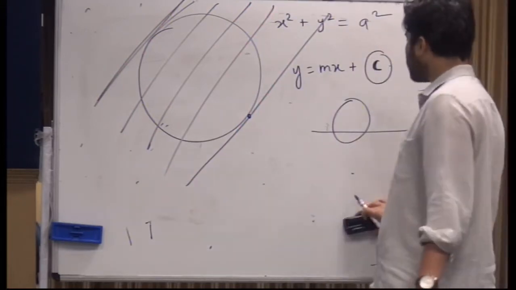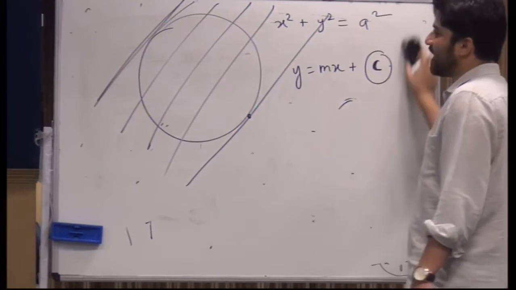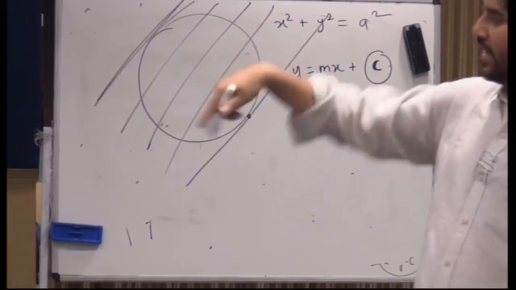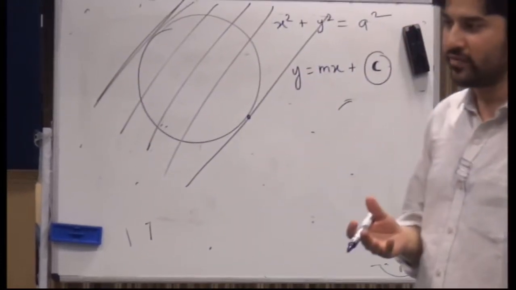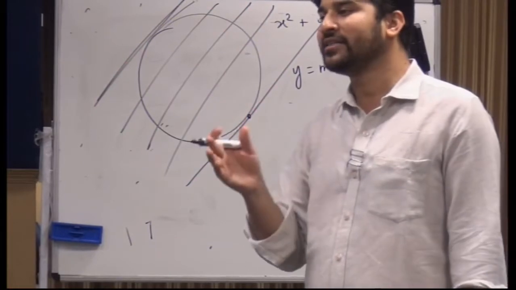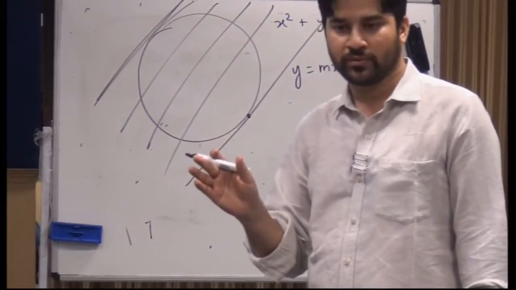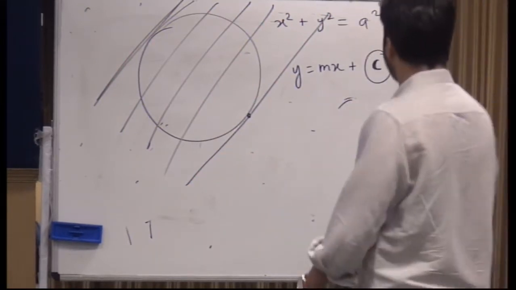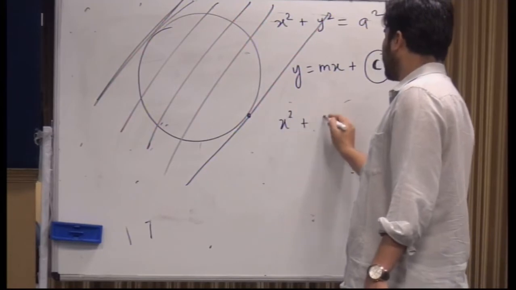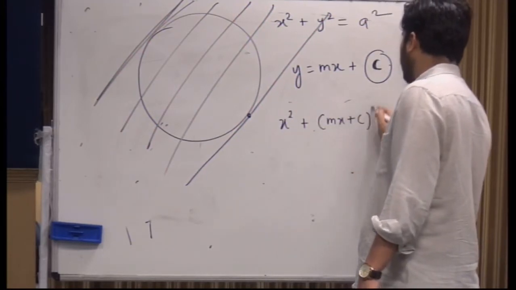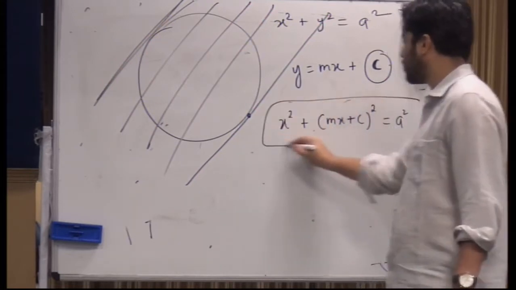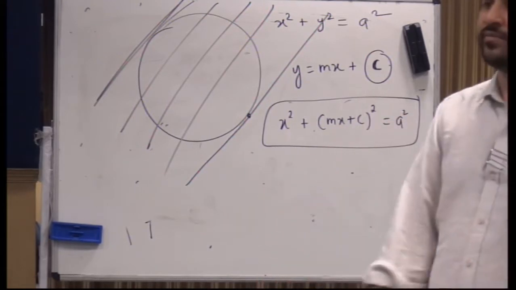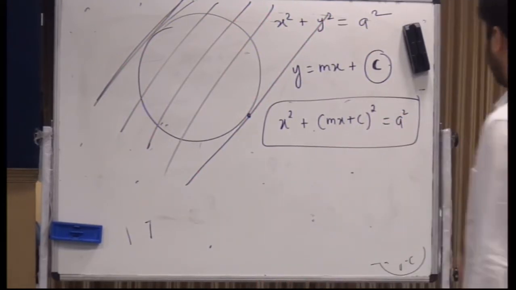Okay. So what's the condition here? That the line is acting like a tangent. So if I replace y is equal to mx plus c in the equation of the circle, I'll get a quadratic equation. The condition should be that it has two real equal roots, which means the discriminant should be equal to 0. So x square plus (mx plus c) whole square is equal to a square. This is the quadratic equation I'm going to get. Now if this line is a tangent, what should be the discriminant of this equation? 0. Now let's expand it.